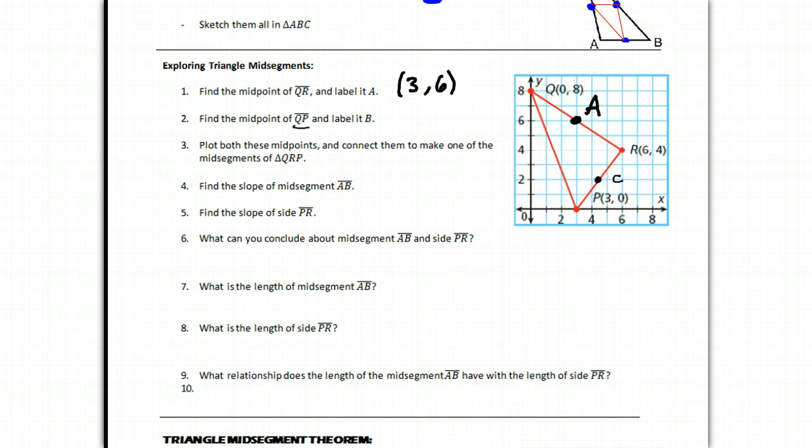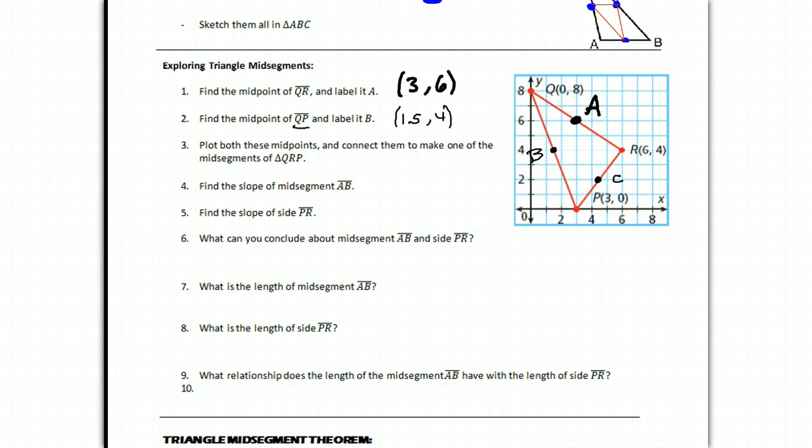But they wanted us to find QP. Sorry, so QP would be the other line segment I haven't done. That horizontal distance is 3, and the vertical distance from Q to P is 8. So half of 3 and 8 is 1.5 and 4. So we'll go over to 1.5 and up to 4. So there is midpoint B. So that would be, once again, the vertices 1.5 and 4. So we have those there. We've labeled them on there.